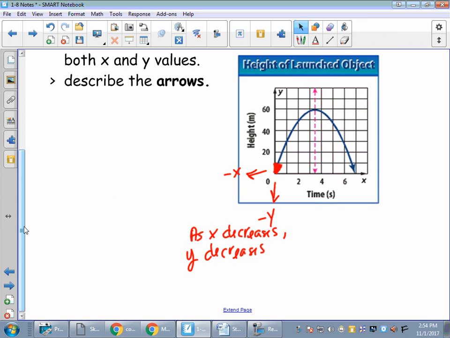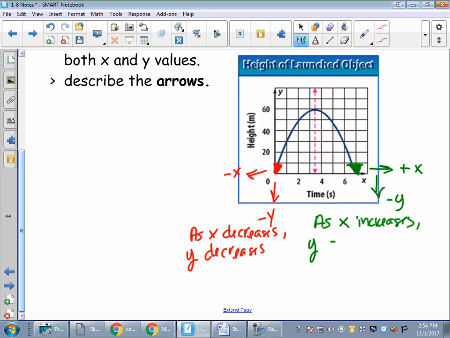Then on the other side, I have another arrowhead, and that arrowhead is not just going down. We can never just go in one direction, otherwise it wouldn't be a function. And so this arrowhead is not going straight down, it's moving to the right as it's going down the page. Our right motion is a positive x value, down is a negative y value. And so what we can say to summarize that, as x increases, y decreases.